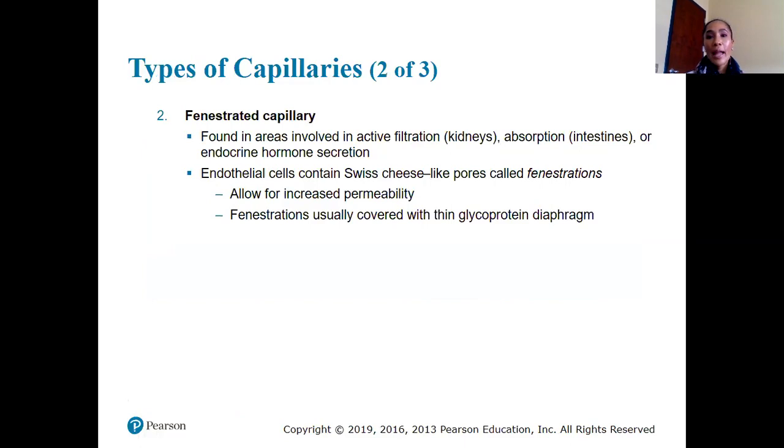The second type of capillary that we have in our bodies is the fenestrated capillary. These are found in areas involved in active filtration, like our kidneys, absorption, like our intestines, or in endocrine hormone secretion. With fenestrated capillaries, the endothelial cells also contain what looks like Swiss cheese-like pores that we call fenestrations. This is what allows for substances to diffuse across the capillary.